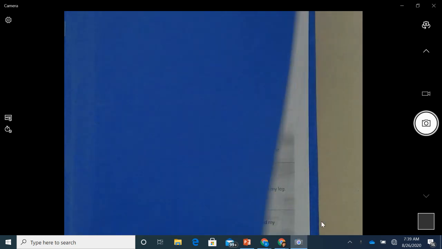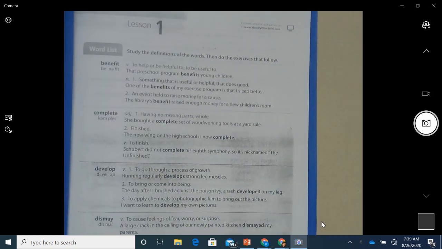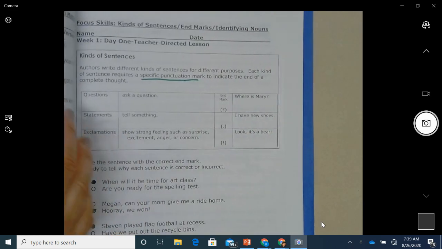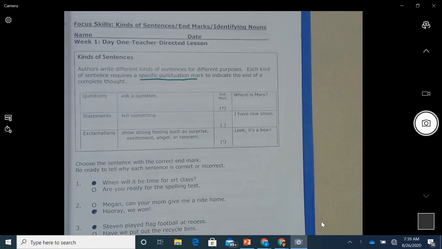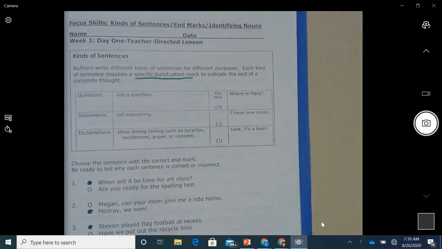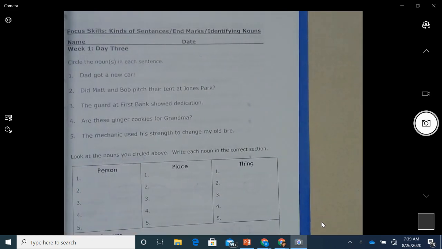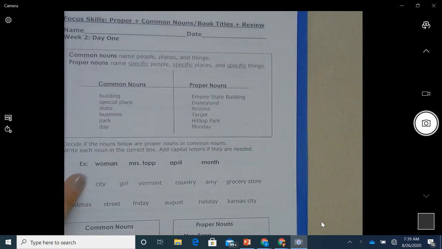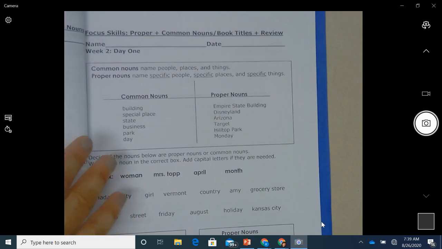So you're going to find the DLI in this blue construction paper notebook, which will start with Wordly Wise, lesson 1. And you're going to open up to DLI where it says week 2, day 1. So this is week 1. So I'm going to find week 2, day 1, which is right here. And it's about focus skills, proper and common nouns, which is what we've been doing in the daily slide work this week. We've been reviewing those.